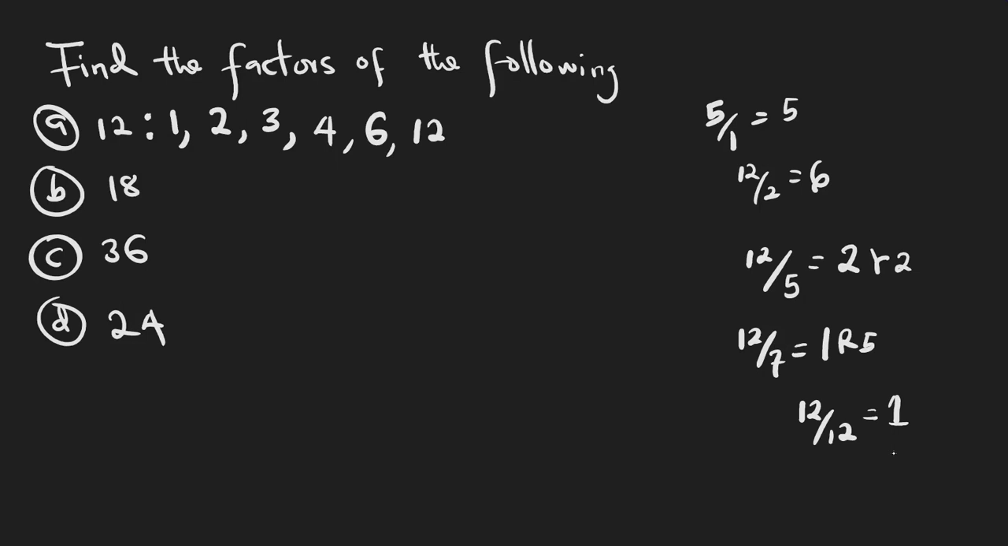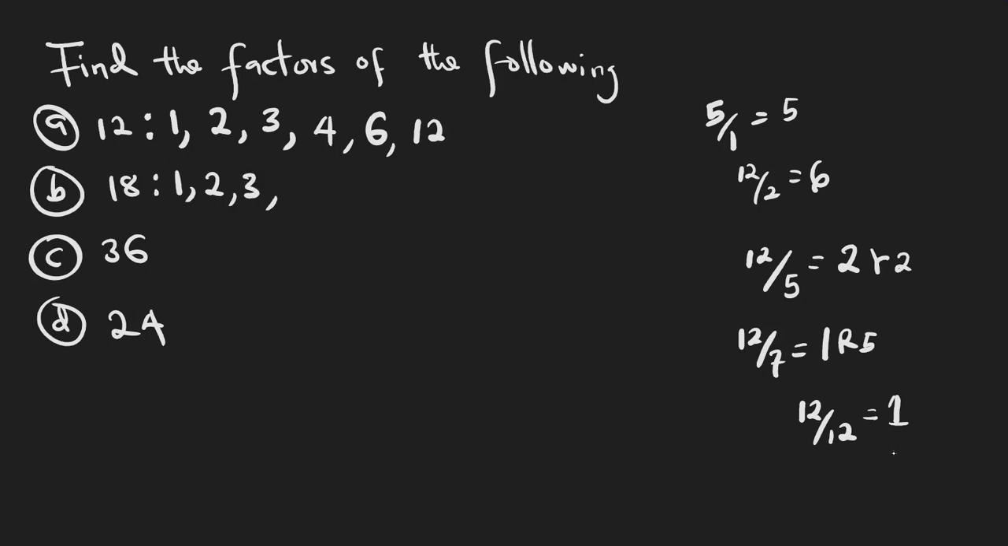So the next number is 18. Of course, we said 1 is a general factor. So 1 will go. 18 divided by 2 is 9. So 2 is a factor of 18. Next is 3. 18 divided by 3 is 6. So that means 3 is a factor of 18.